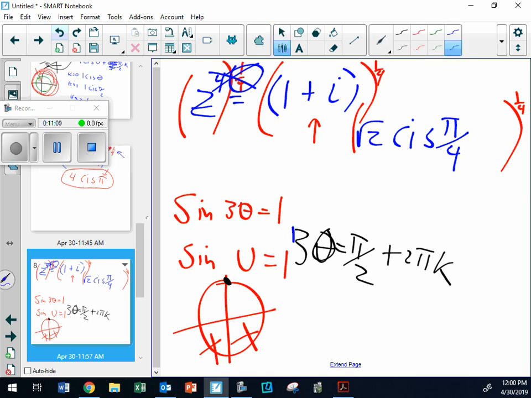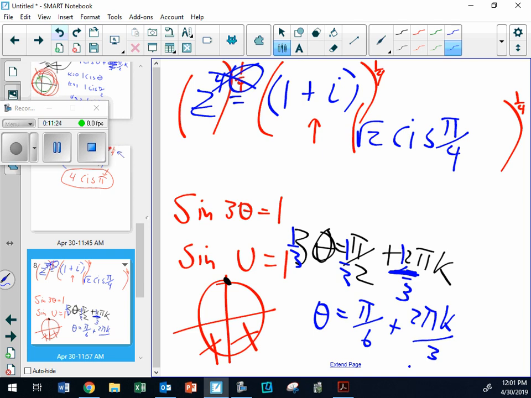We would multiply everything by 1/3, including that. Sorry, my 1/3 got funny there. And then this is theta equals pi over 6 plus 2 pi k over 3. And then you had to keep doing it with k equals 0, k equals 1, k equals 2. It's going to be just like that.